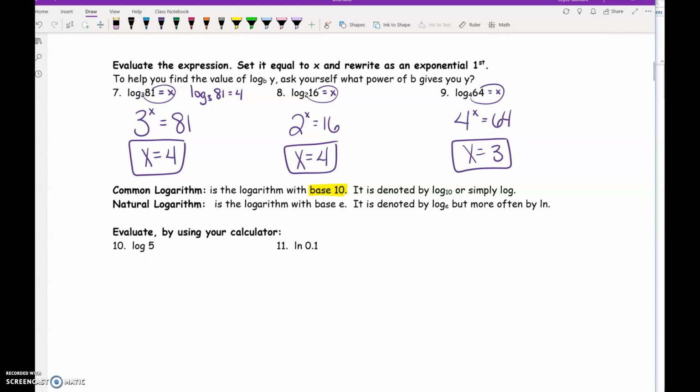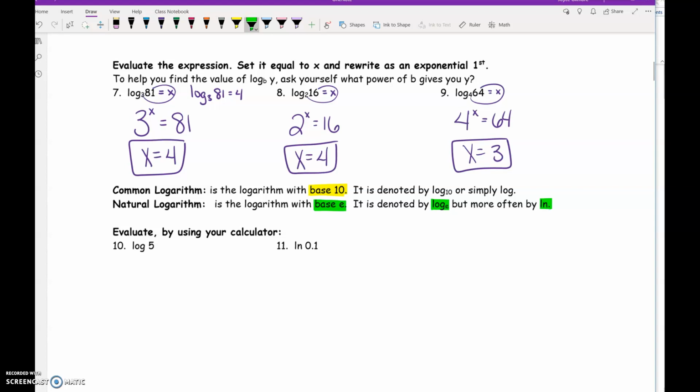There's also a natural logarithm. Natural logarithm is related to e. It has a base of e. So remember when we learned about the natural base e, that's related to the natural logarithm. You can write it log base e, but it's more often just ln. ln means log with the natural base. So when you see ln, you know that it is base e.